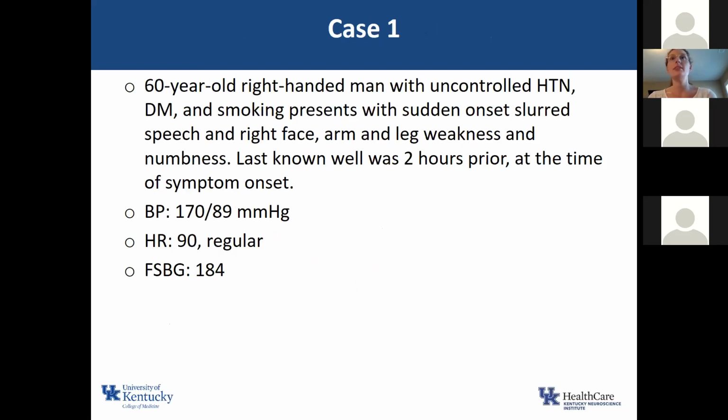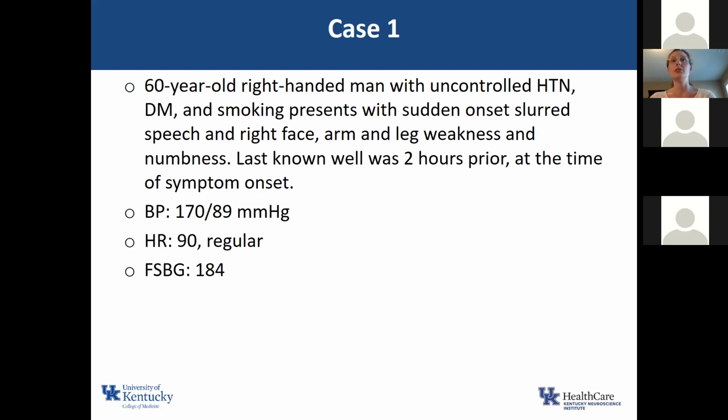I'm going to start with a case to lead us into the first example. We have a 60-year-old right-handed man who has uncontrolled hypertension, diabetes, and smoking, and comes in with sudden onset of slurred speech, right face, arm, and leg weakness. So complete right hemiparesis, slurred speech or dysarthria, and he has sensory changes in that same distribution, so hemisensory loss. His last known well was 2 hours ago at the time that symptoms began. So he was awake at the time that all this started.